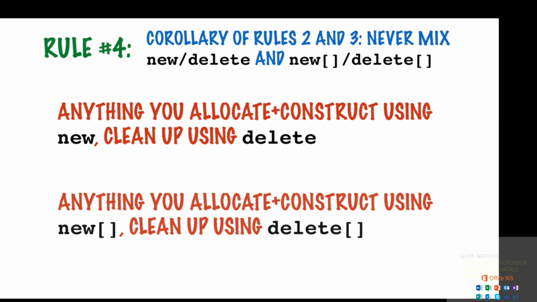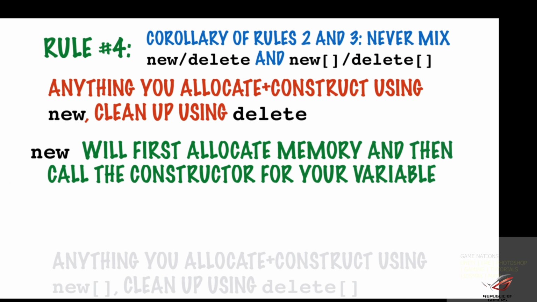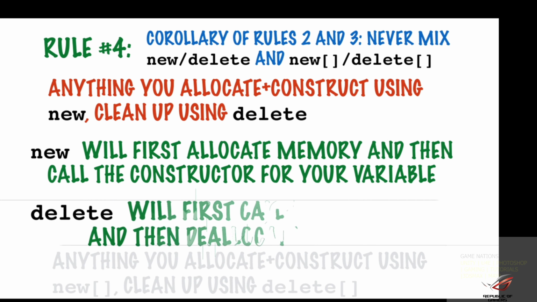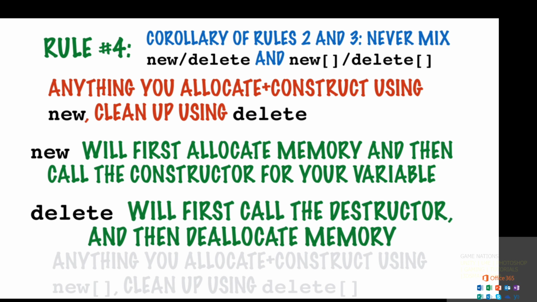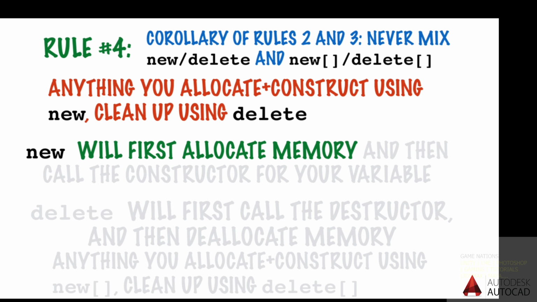We'll focus on what each of these keywords do and see a visualization of how they behave, and then you'll understand why not to mix them up. So allocation plus construction using new. New will first allocate the memory space and then call the constructor for your variable, and delete will first destroy or call the destructor on your variable and then deallocate the memory space.